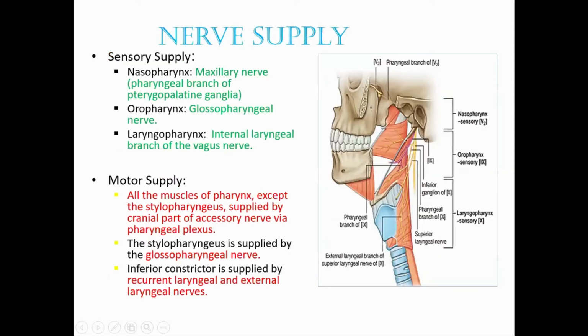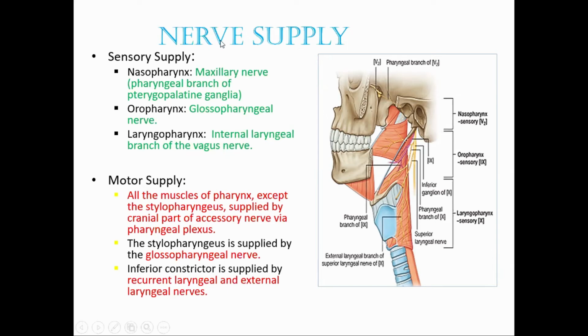So, what are the functions of the constrictor muscles? Actions of the constrictor muscles? Anyone? Propulsive action. And the longitudinal muscles? They elevate the larynx and shorten the pharynx during deglutition, or swallowing.